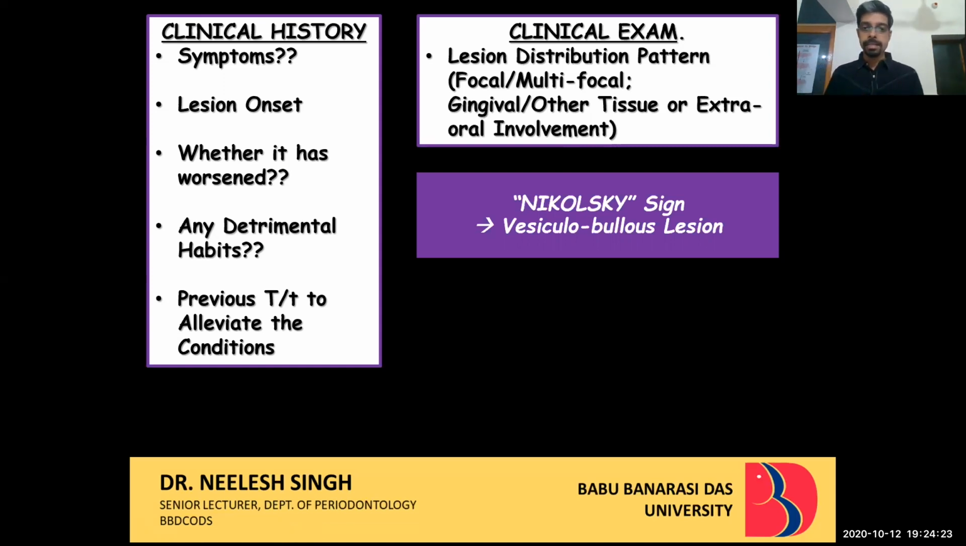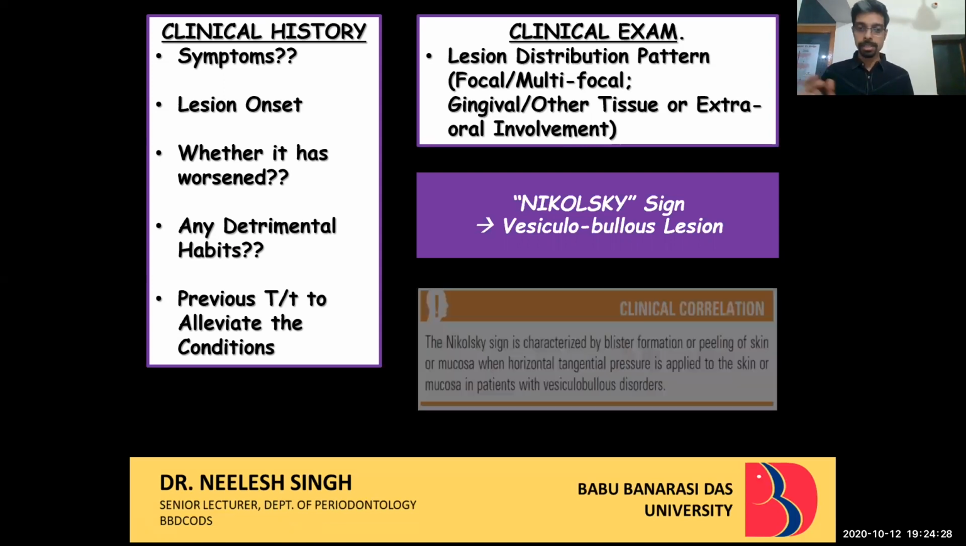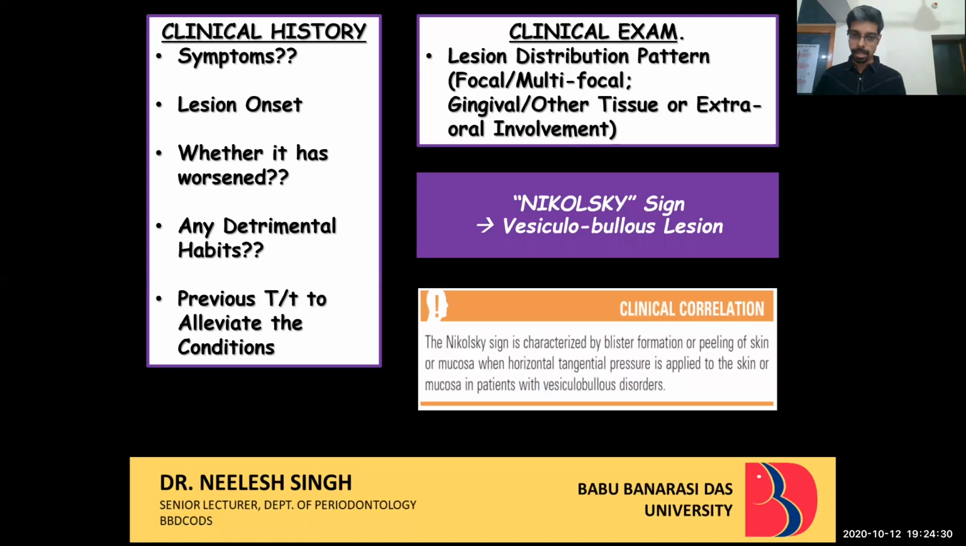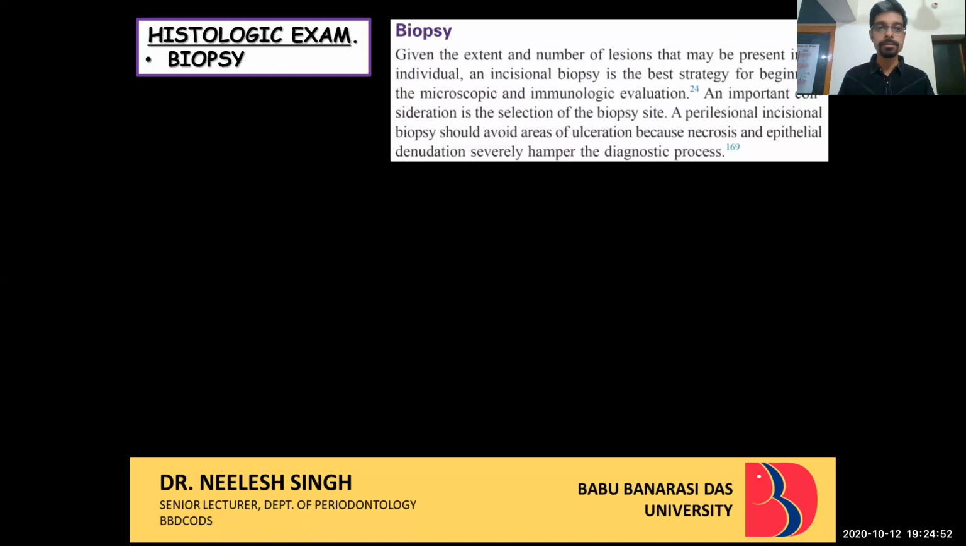One important sign is the Nikolsky sign, which is to rule out vesiculobullous lesion. Now, what is Nikolsky sign? This is a very important thing. Nikolsky sign is basically characterized by a blister formation or peeling of the skin when a lateral tangential force is applied on the surface of the skin or the mucosa. And if a vesiculobullous lesion is present, a blister will form or the epithelium or mucosa will be peeling off.